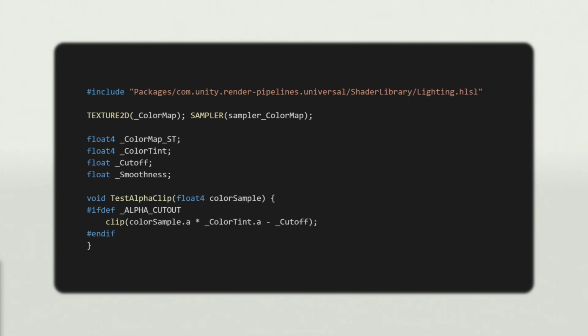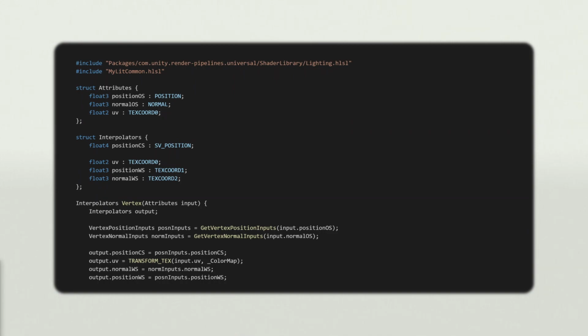TestAlphaClip requires a couple of properties, tint and cutoff. Properties are defined shader-wide, so it makes sense to move property definitions to the common file as well. Finally, include the URP library to have access to the Texture2D macros. In MyLit ForwardLit Pass, trim duplicated code and add the include line to bring in our common code file.